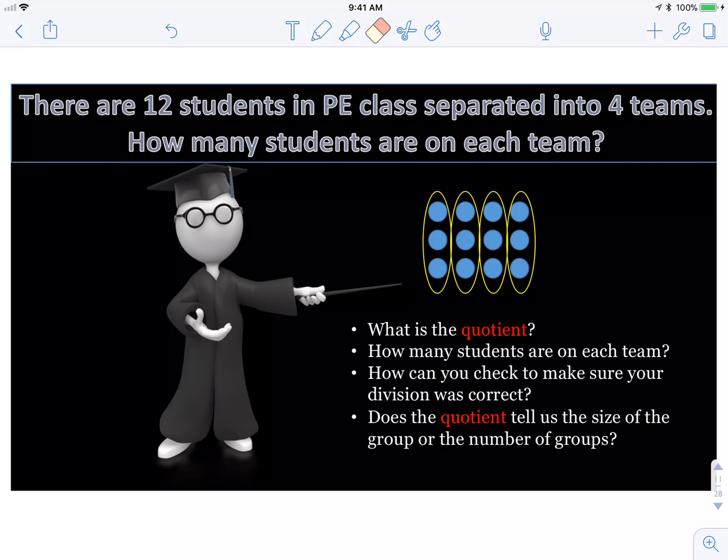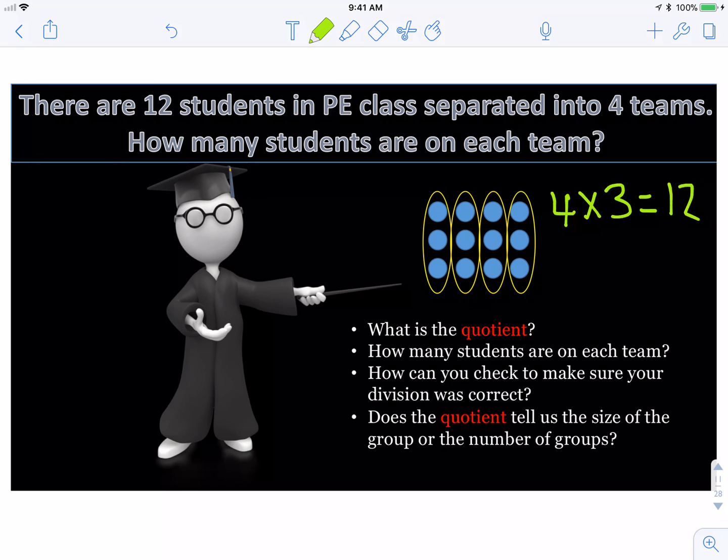How can you check to make sure your division is correct? Well, I could take 4 columns times the 3, so 4 teams times the 3 players in each team. 4 times 3 is 12. So what you do is you multiply, do the opposite. So when you divide, you multiply to check to see if you're correct.